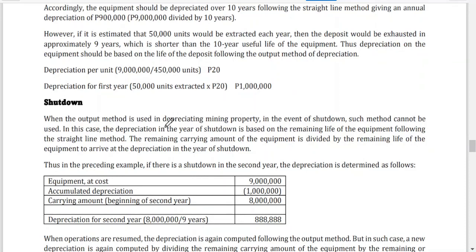When the output method is used in depreciating mining property, in the event of shutdown, such method cannot be used. In this case, the depreciation in the year of the shutdown is based on the remaining life of the equipment following the straight line method. The remaining carrying amount of the equipment is divided by the remaining life of the equipment to arrive at the depreciation in the year of shutdown.